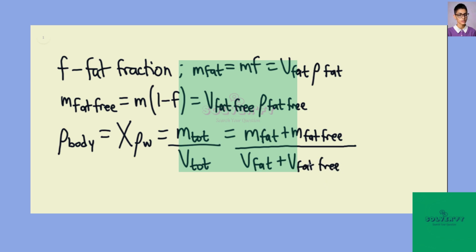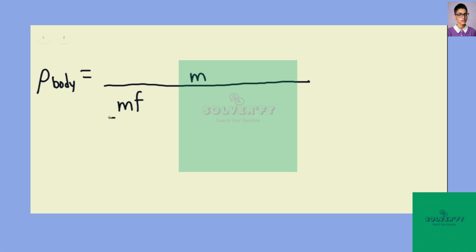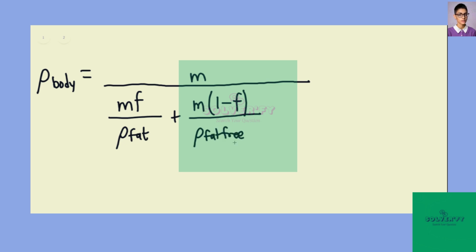And so we can then say that the density of the body is going to be equaling the total mass m divided by the mass times the fat fraction f divided by the density of fat, plus m multiplied by 1 minus the fat fraction f divided by the density of fat-free. And so we can then simplify this.